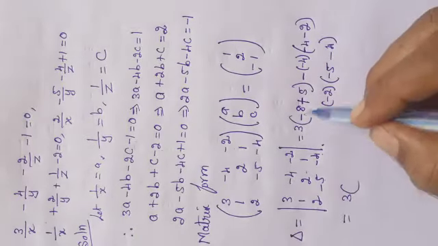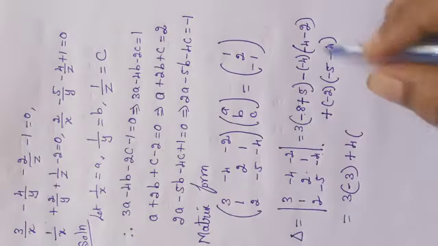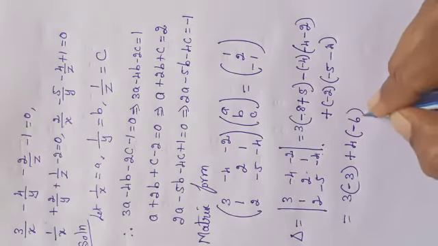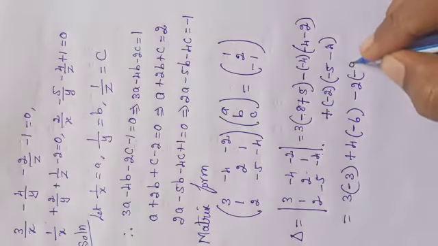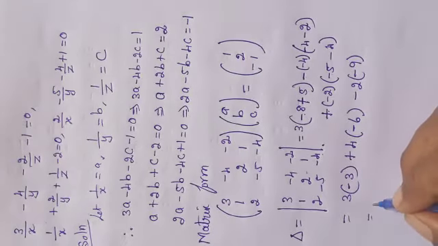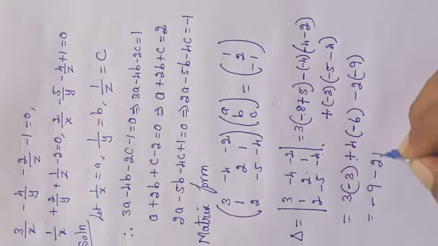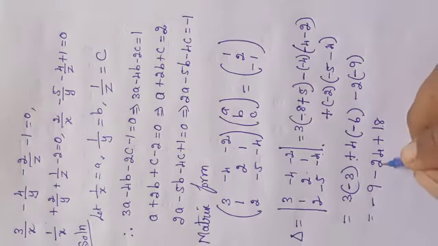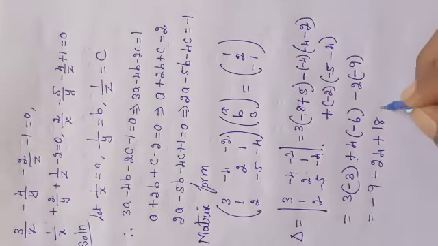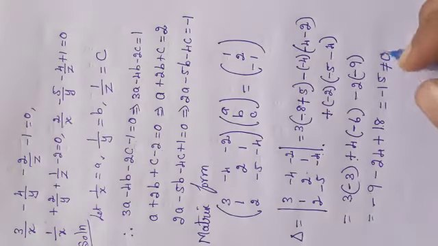See, 3 into minus 8 plus 5 minus 3. This minus into minus is plus 4. Minus 4 minus 2 is minus 6. This is minus 2 into minus 5 minus 4 is minus 9. This is 3 into minus 3 minus 9, minus 24, minus into minus plus 2 into 9 is 18. Now 18 minus 24 minus 6 minus 6 minus 9 is minus 15, which is not equal to 0. We have got that it is not equal to 0.